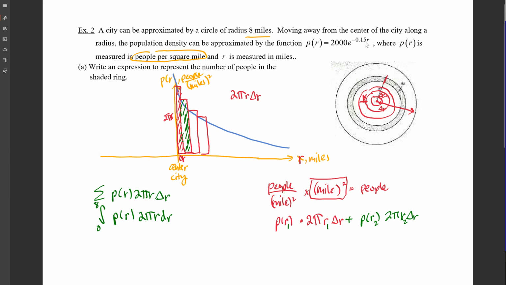There's an r here. The r changes with the population, right? If it were constant, you could pull it out, but since it's not constant, you have to leave it in here. This r here also changes as r gets bigger and bigger, so this r needs to be integrated. And of course, dr is inside of the integral.